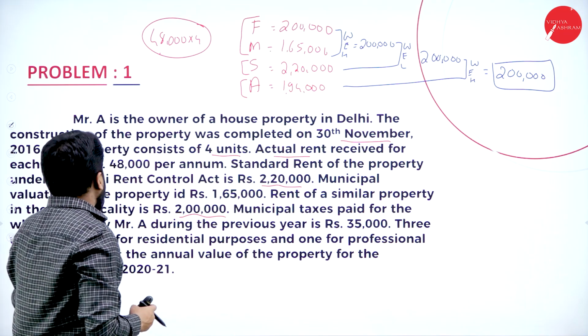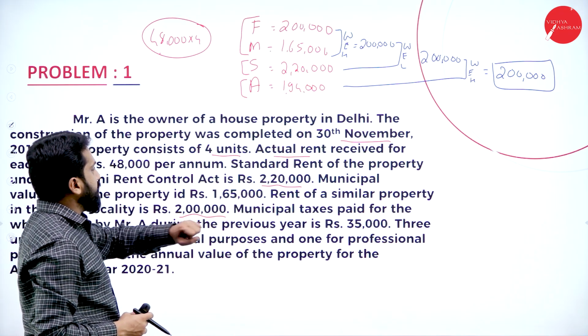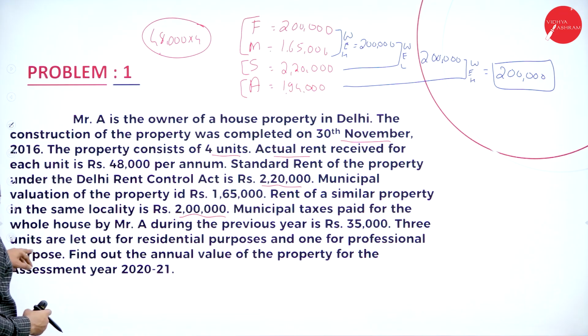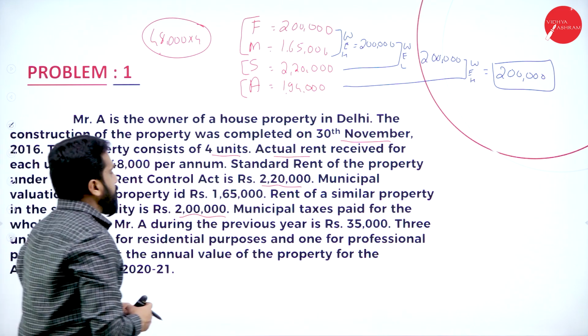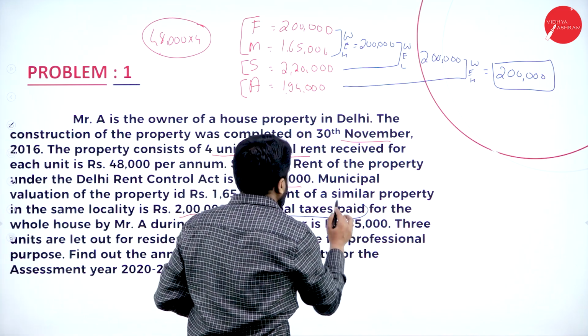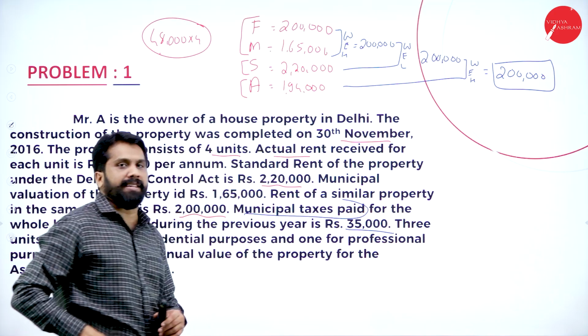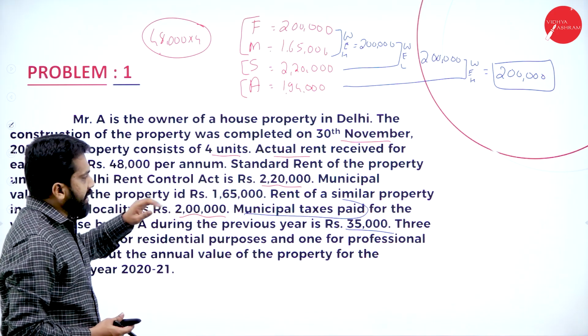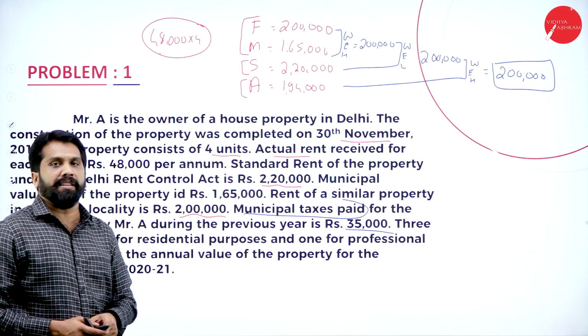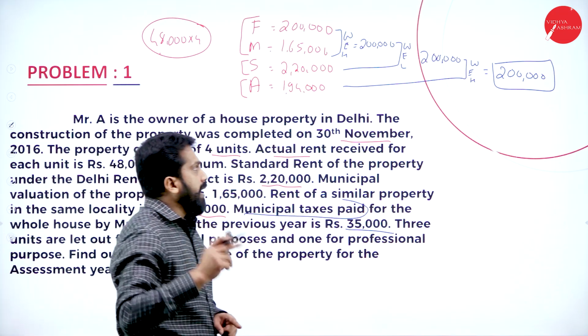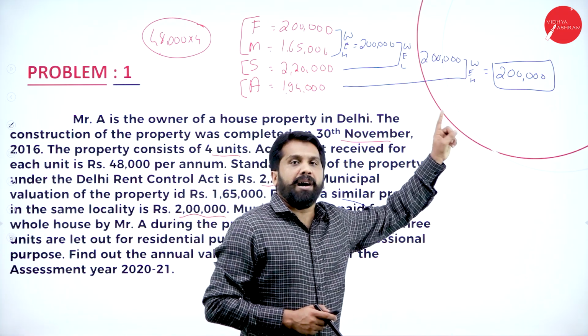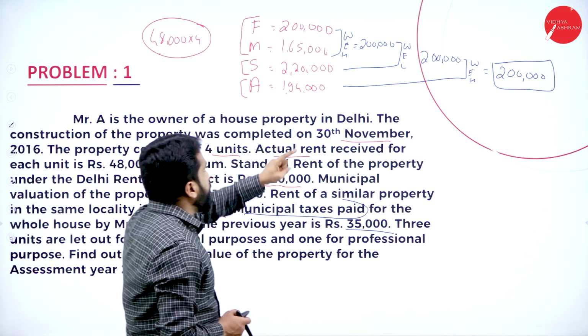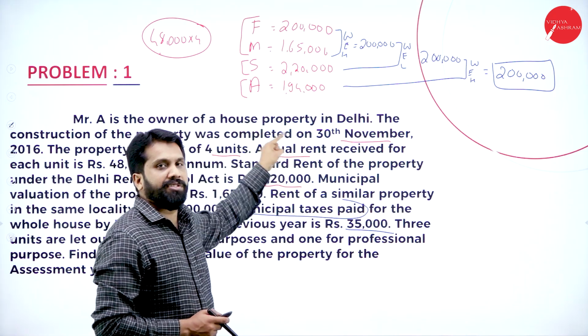Now, after this, during the previous year, municipal taxes paid are rupees 35,000. We have to minus it at the end. So these are the information we have. We'll go for the answer. So what is the annual value? Annual value is 2 lakh. How come you got 2 lakh? With the help of this logic.